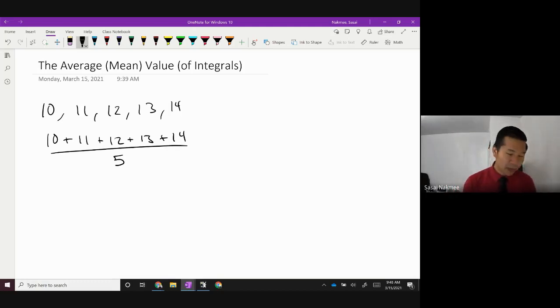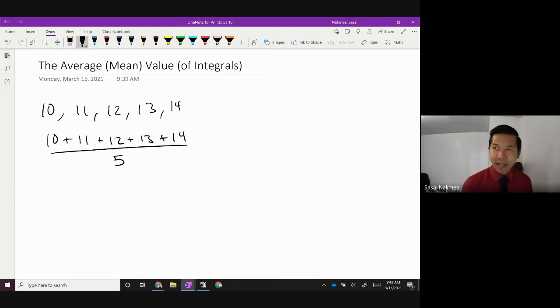Now, that's all well and good when you have discrete numbers. Discrete being that it's just one number jumping to the next number. So like 10 plus 11 plus 12 plus 13 plus 14, right? But what if the thing that we're dealing with isn't discrete like this? Because in calculus, we don't really just deal with discrete numbers. We deal with functions that are continuous, right? So we don't just have like 10 plus 11 plus 12 plus 13 plus 14 divided by 5.